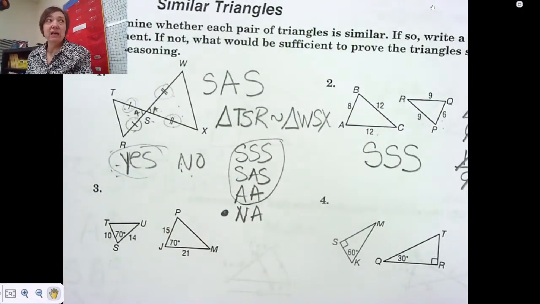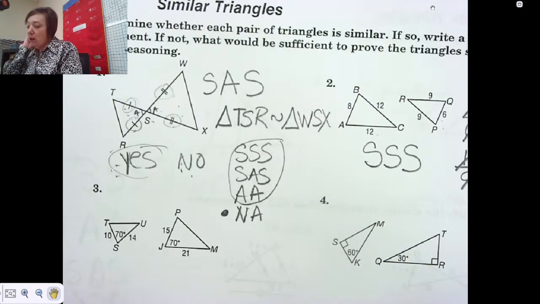Does anybody know what NA stands for? Close. It's not applicable. Applicable means it applies. Not applicable means it doesn't apply to this.